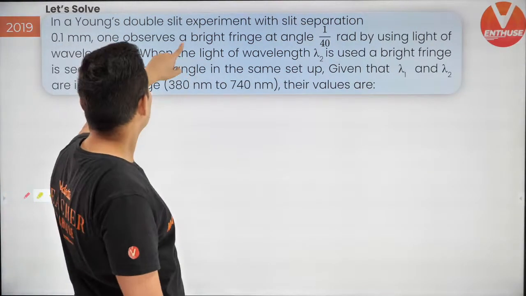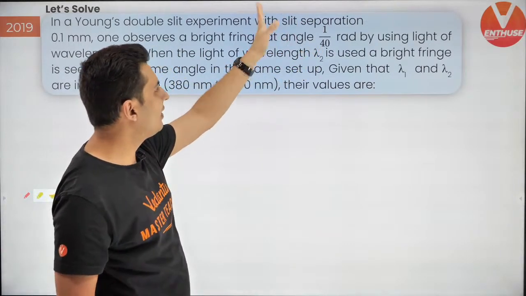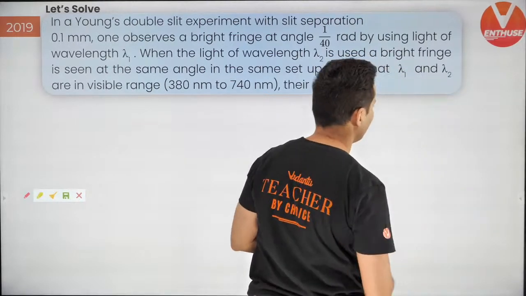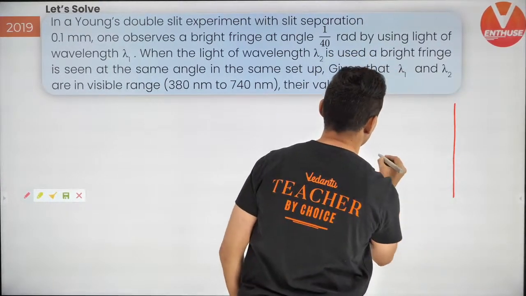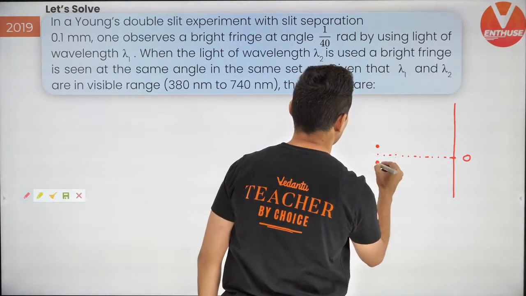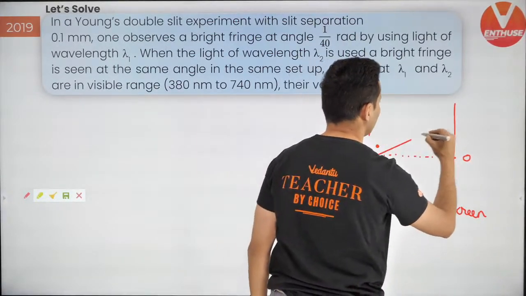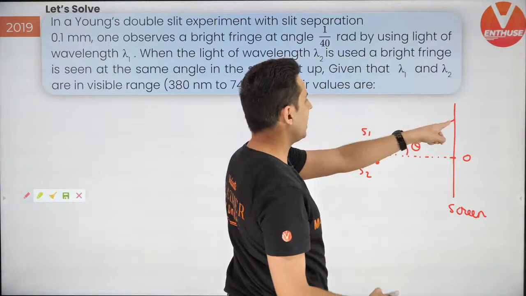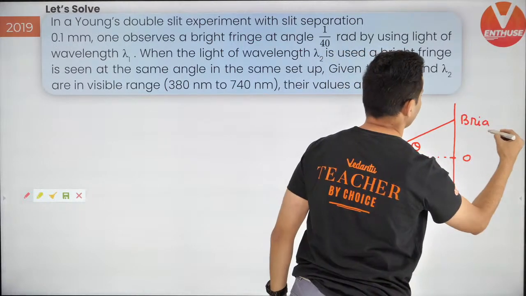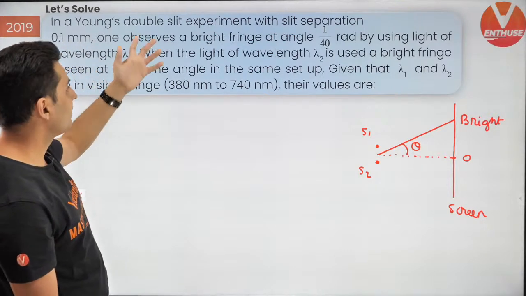Now let's see what is happening. Slit separation small d is given. A bright fringe is observed at a given angle. Let me draw the rough setup so we get an idea of what is happening. This is O, where our two slits are, S1, S2. This is our screen, of course. At a certain angle, let's say theta, at this particular point, you see a bright fringe. That angle is given, and the distance between the slits is also given.